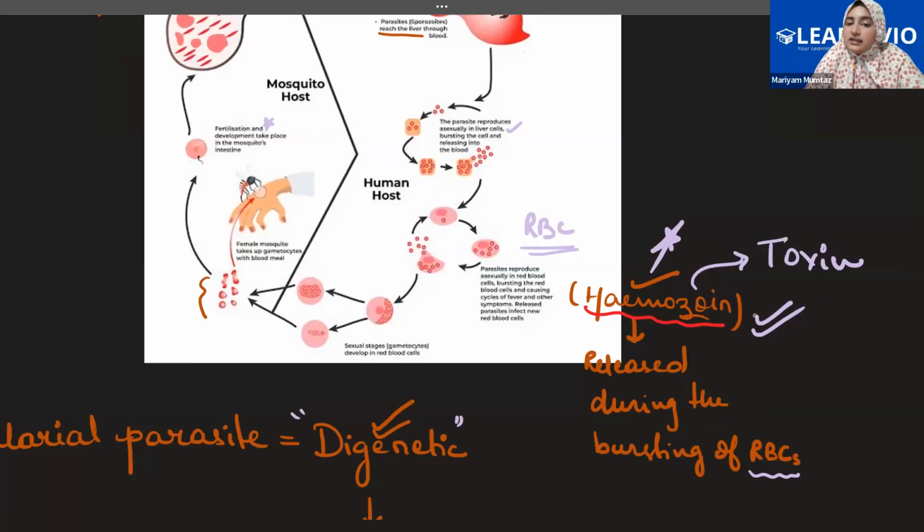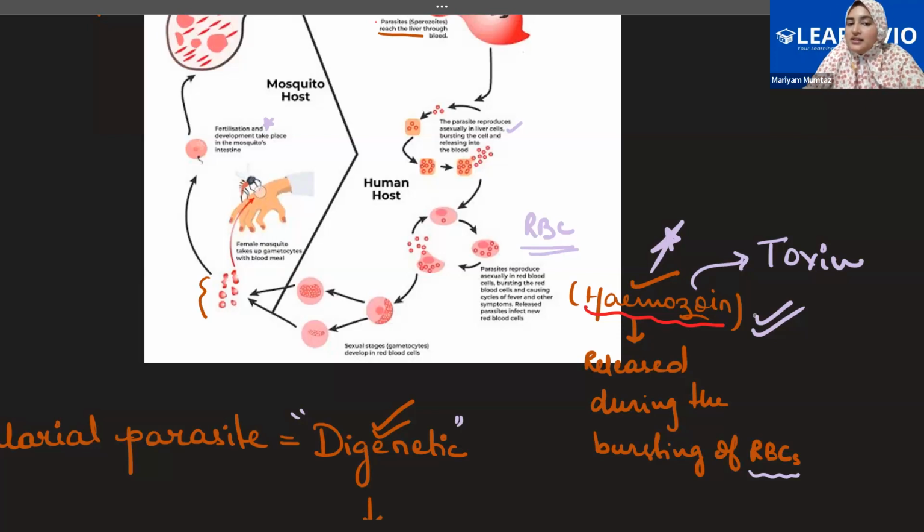Now, because it is a toxin and it is being released in the body of humans, while the RBCs are bursting, we suffer from a lot of cycles of fever. Sometimes the fever would go really high, sometimes it won't. Sometimes the body temperature will be normal or even below. So these things and many other symptoms associated with it also happen.